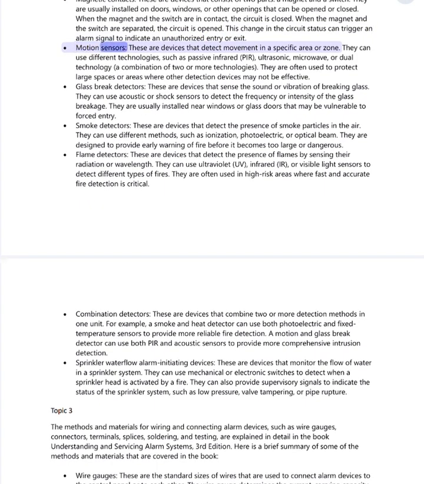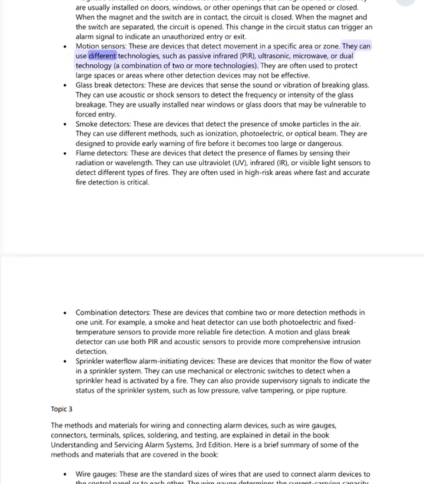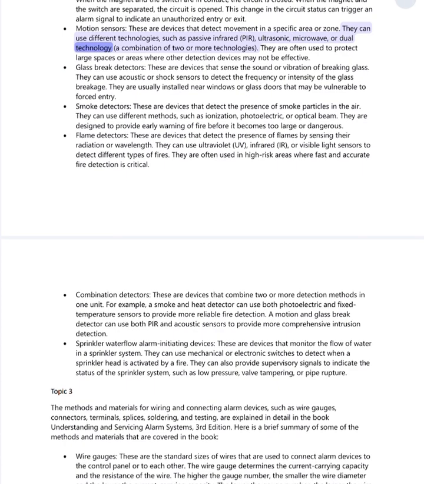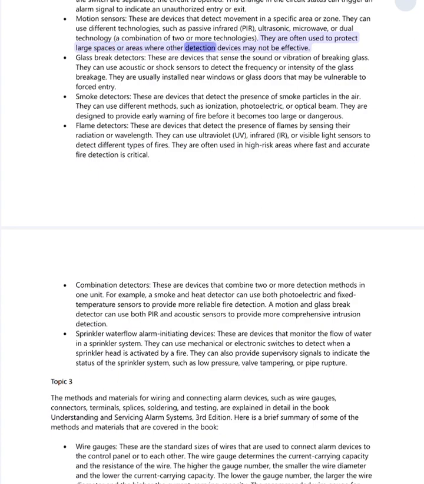Motion sensors. These are devices that detect movement in a specific area or zone. They can use different technologies, such as passive infrared (PIR), ultrasonic, microwave, or dual technology, a combination of two or more technologies. They are often used to protect large spaces or areas where other detection devices may not be effective.